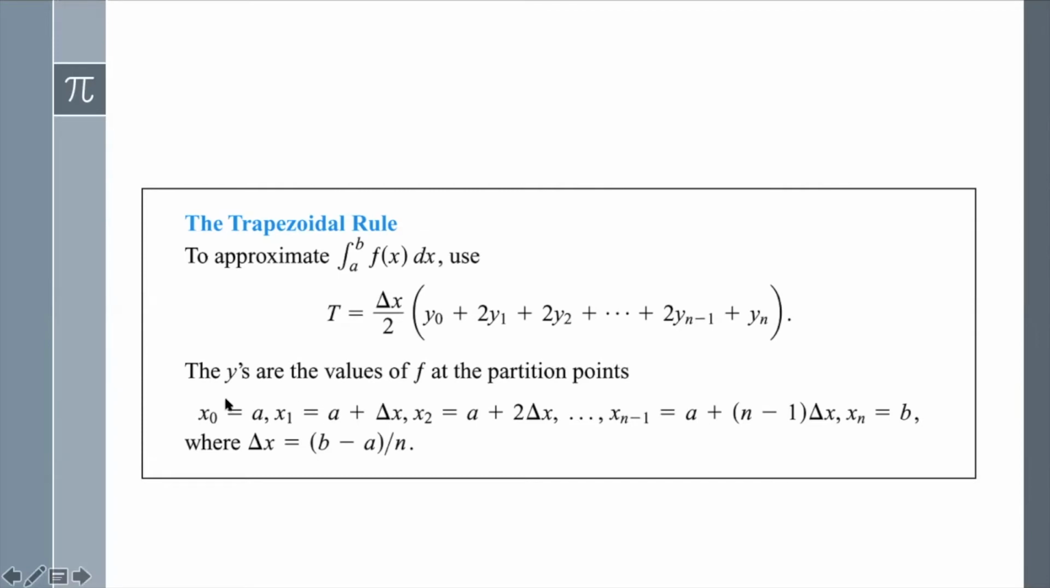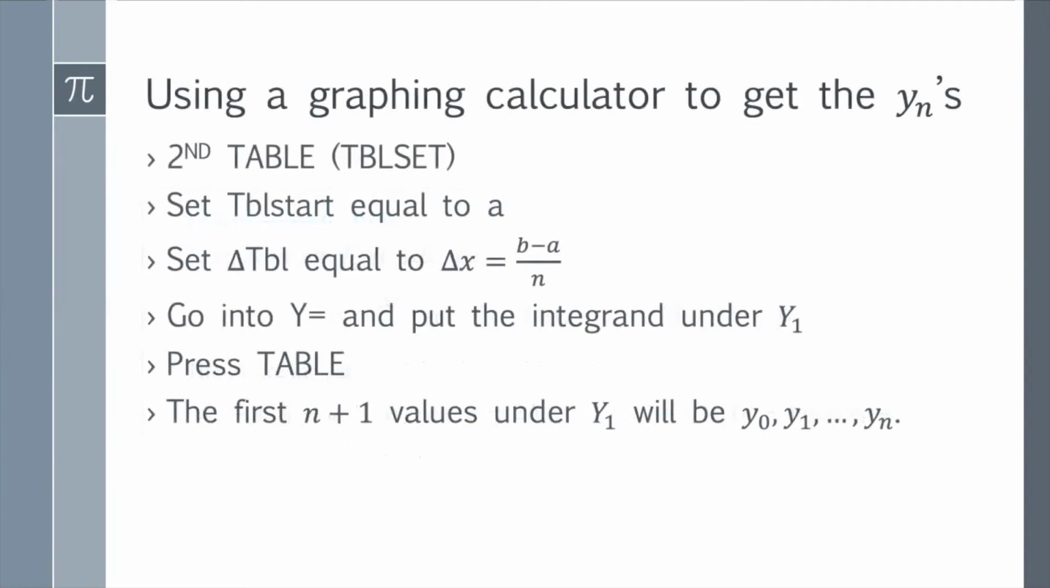This might be a little bit difficult to digest. So we have these partition points, x0, x1, x2, all the way up to x sub n. And again, delta x is the width of one of these subintervals, all right? So I think the best way to help you understand this formula and all this notation is just to look at an example. But first, I want to show you that if you have a graphing calculator, which is recommended, that makes it very easy to get the values of these y's that you need for the formula.